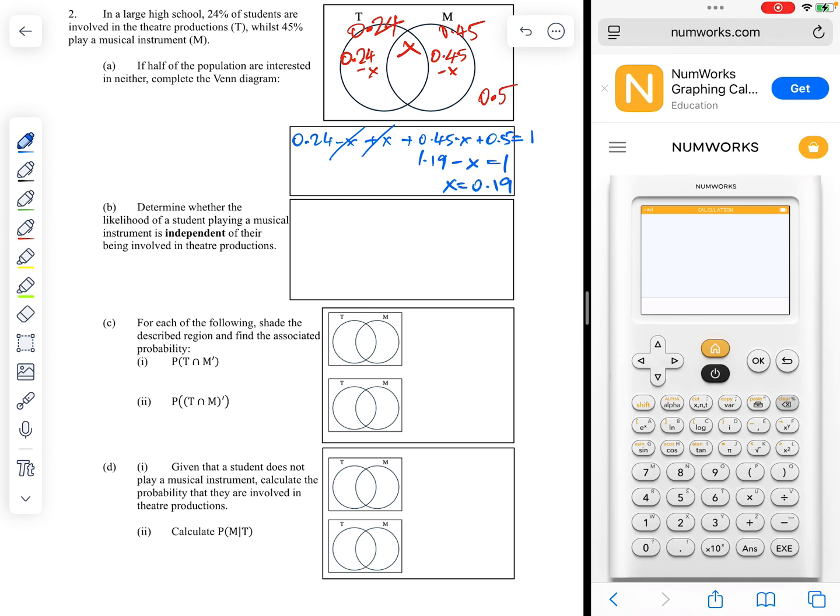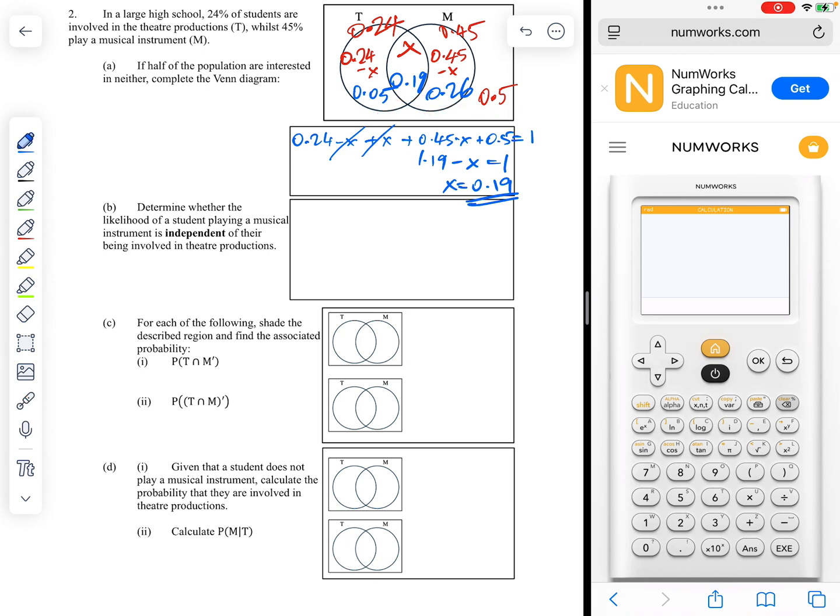Therefore, x is 0.19. We have now found that value for x. So we can write down 0.19 there. We can then do a subtraction because we know this is 0.24, so we're left with 0.05. Similarly, on the right hand side, the whole music circle is 0.45. With a subtraction, we get 0.26. And if you wanted to check, those four values add up to 1.